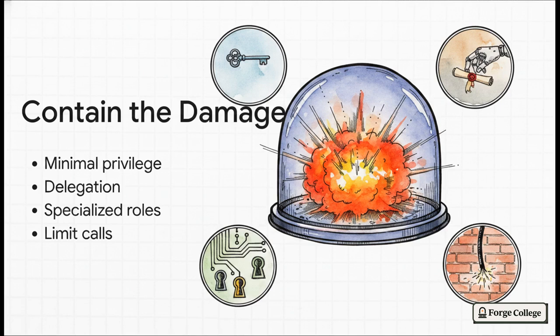First, minimal privilege. Give an account the absolute minimum permissions needed to do its job, no more. Second, delegation. Grant narrower authority to a specific contract instead of handing out global admin rights. Third, specialize your roles. Don't build an omnipotent admin. Separate your minter from your cat manager. And finally, limit external calls inside privilege functions. If a key gets compromised, these barriers are what keep that blast radius tiny.